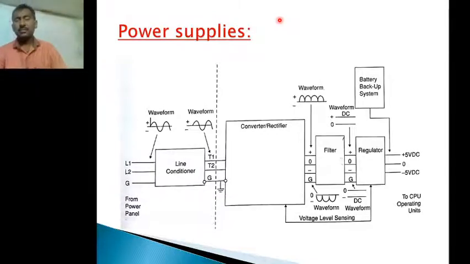Normally in our domestic applications, we may use a 230 volt AC supply. Whatever the voltage, that means 230 volts, we have to step down to 5 volts DC. Why? Because all the CPU operating units are working with only 5 volts DC supply.